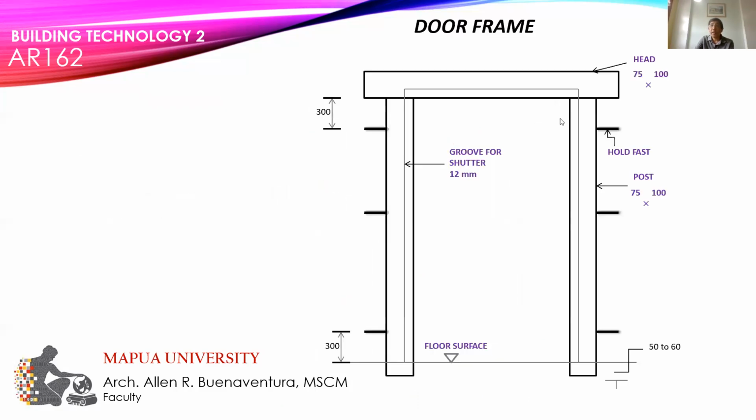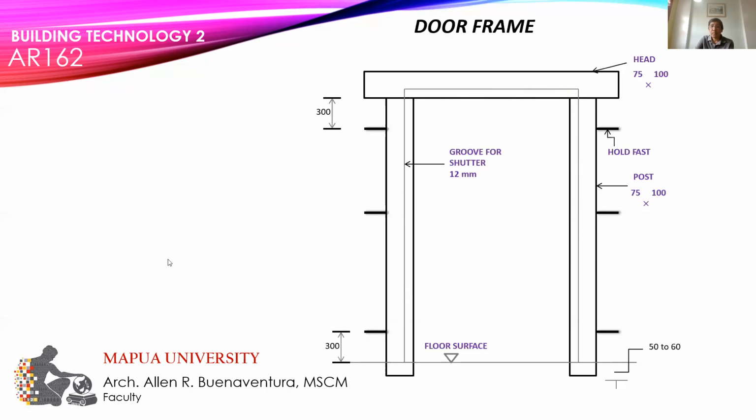Okay, this is a typical dimension for a door frame. This is the head. This is the post. There is a groove or a shutter on the door frame, so that the door will be fitted to the door frame. This shutter or groove is the one that the door frame is being attached to.